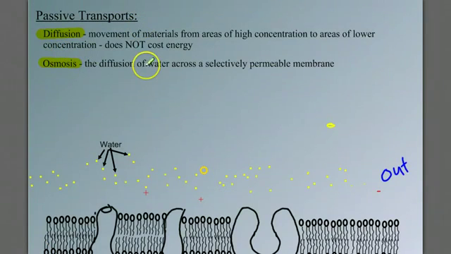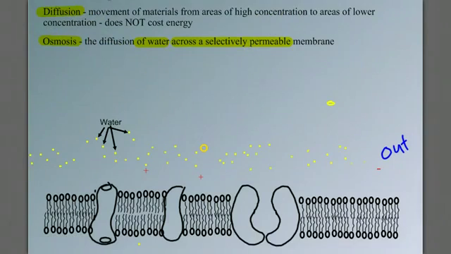Osmosis is the diffusion of water across a selectively permeable membrane. It's a very specific definition, and since it's diffusion, it's by definition passive. It's moving down the concentration gradient.